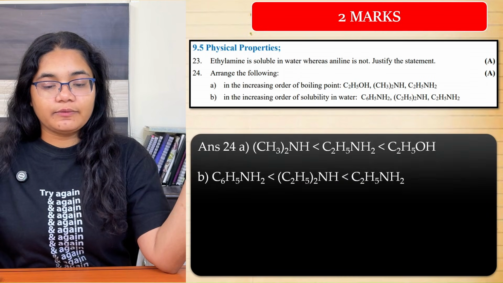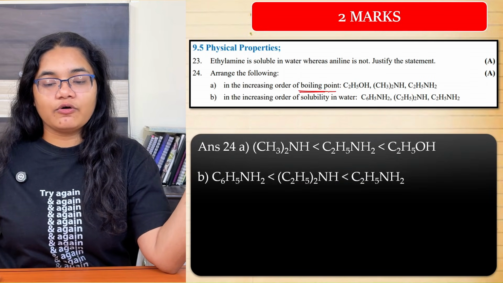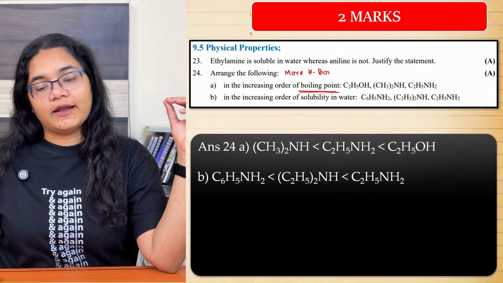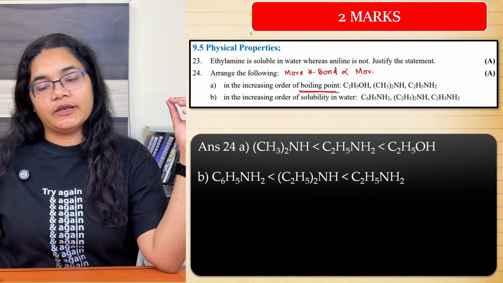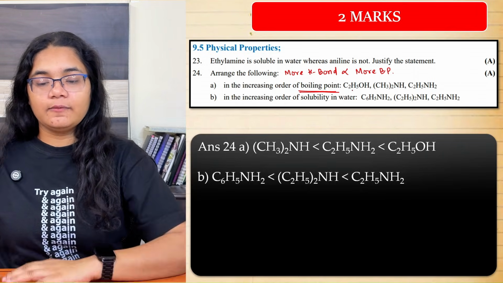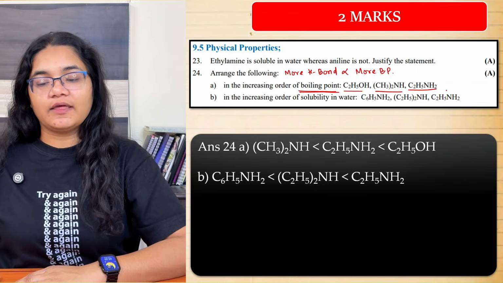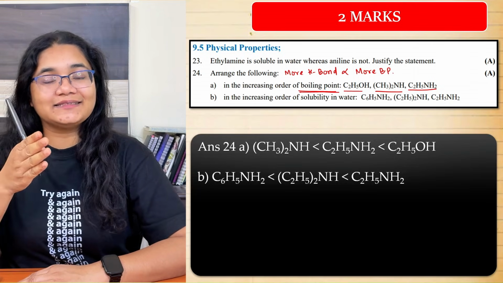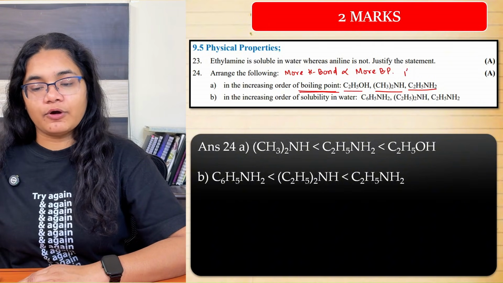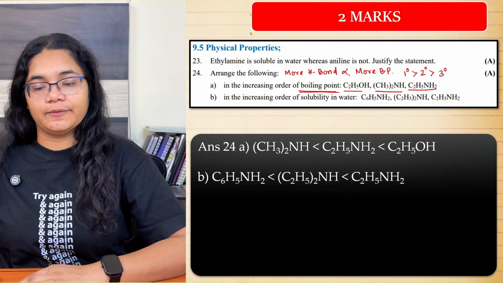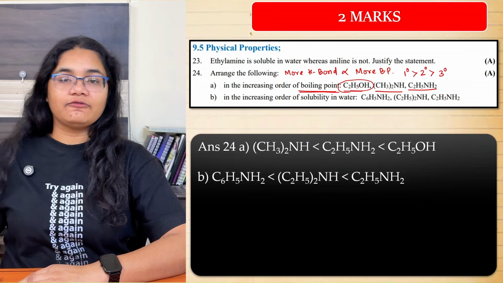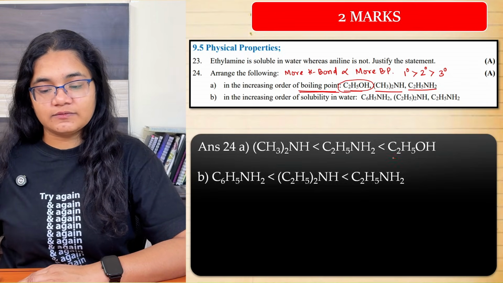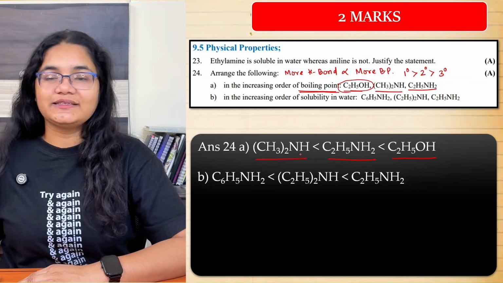Next, question number 24: arrange the following in increasing order of their boiling point. Remember, the more hydrogen bonding, the higher the boiling point. Here you have alcohol, secondary amine, and primary amine. Primary amines can form more hydrogen bonds because they have more hydrogens than secondary and tertiary amines, so the boiling point order is primary, secondary, and tertiary. Alcohols form better hydrogen bonding because of the higher electronegativity of oxygen, so alcohols will have the highest boiling point, then the primary one, and then the secondary one.